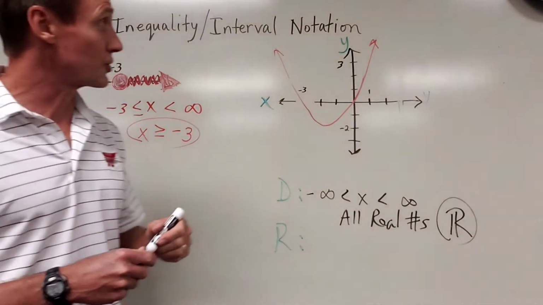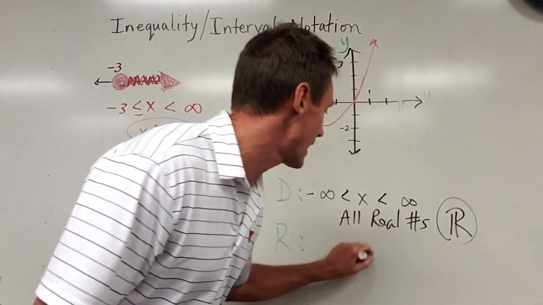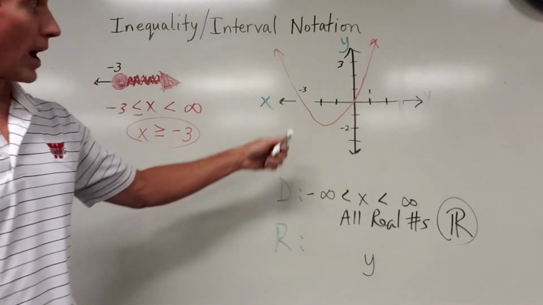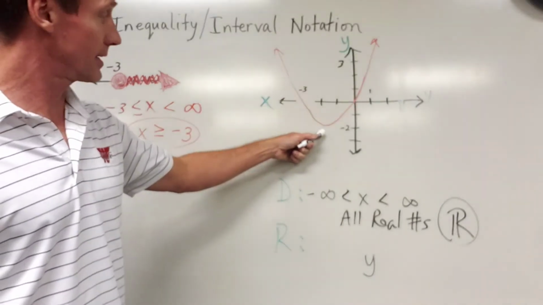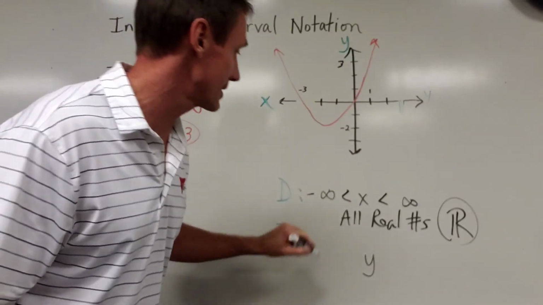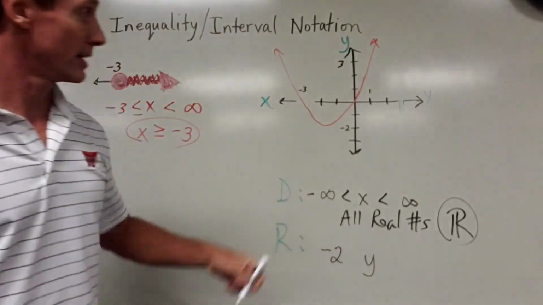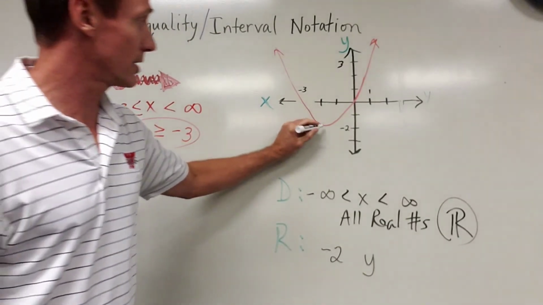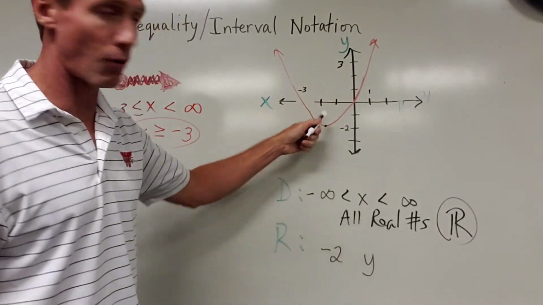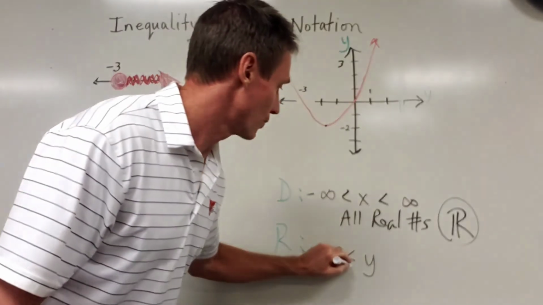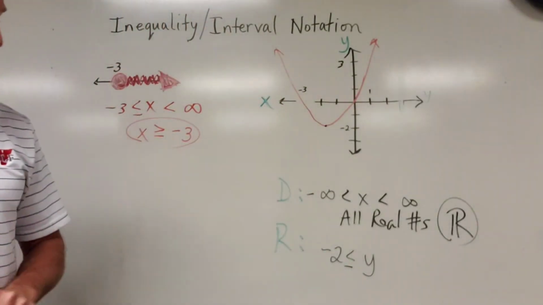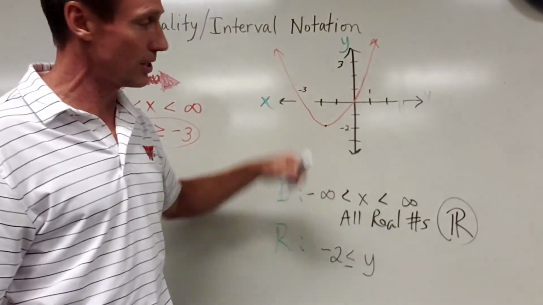Now the range, last one, range is y. Okay, the y has a low point. The low point on the y is -2. Okay, so -2, again, being an actual point on that line, would be included. So y is greater than or equal to -2.